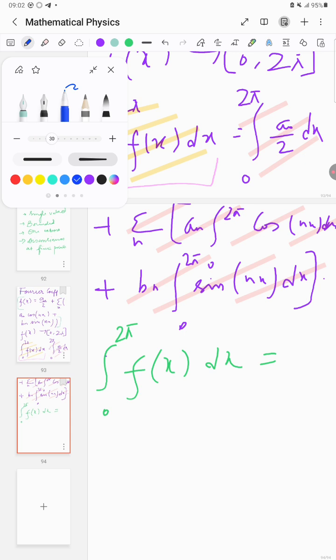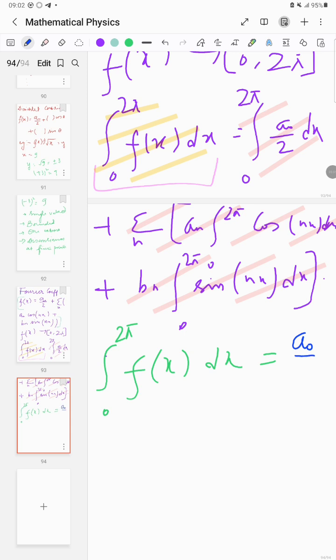left hand side integration 0 to 2 pi f of x dx changes to a naught by 2. Why does a naught by 2 come out of the integration? Because a naught is a constant, 2 is also a constant, so constants always come out of the integration. So a naught by 2 integration dx is x, and we put the limit 0 to 2 pi because this is a definite integral, right?